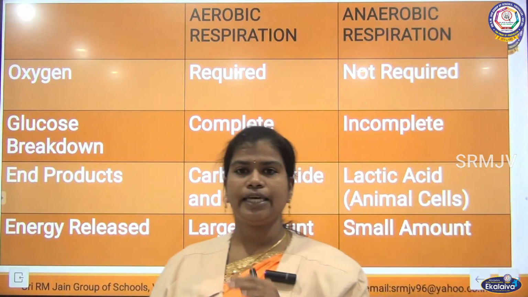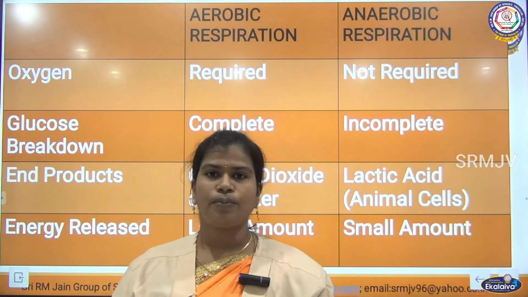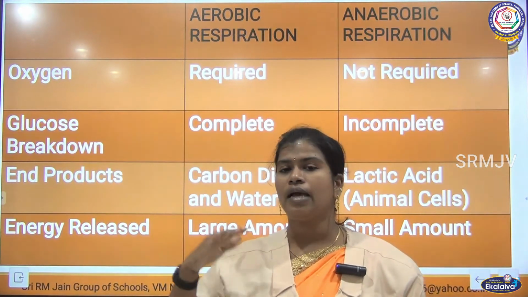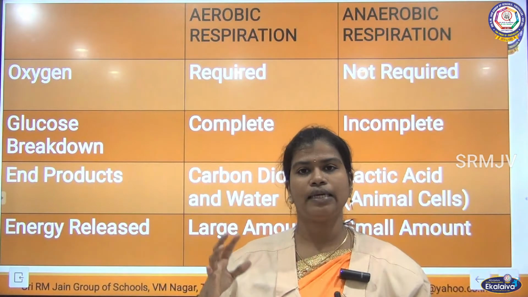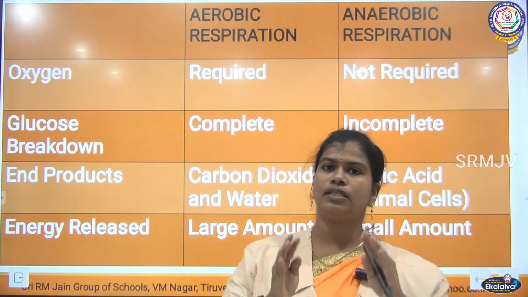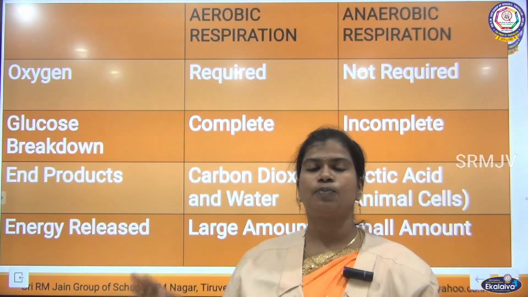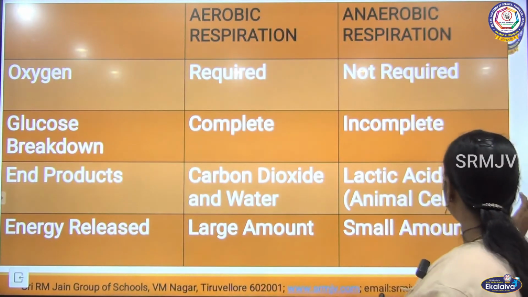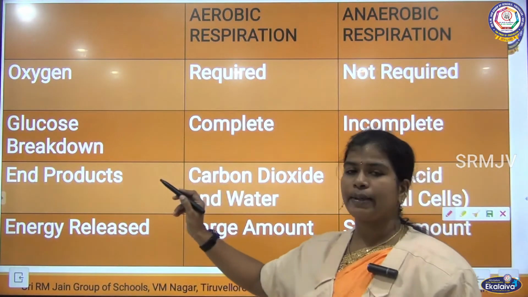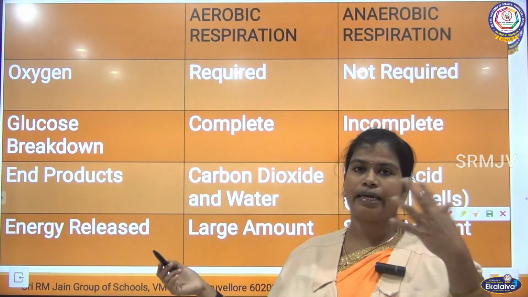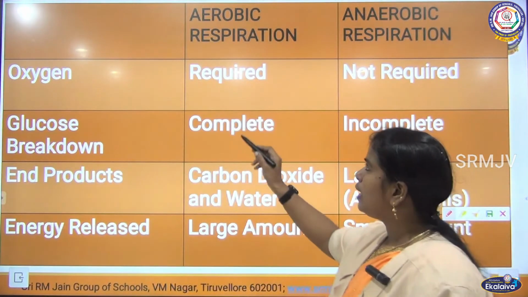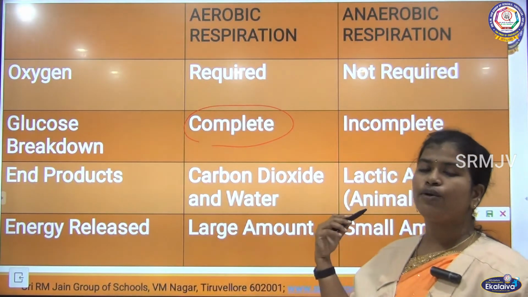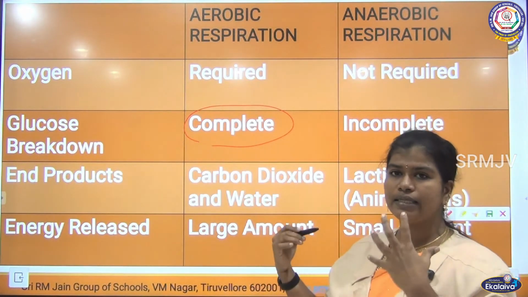So now we will differentiate aerobic respiration and anaerobic respiration. Aerobic respiration, the term itself tells that it needs oxygen. Anaerobic respiration does not require oxygen. Aerobic takes place in the presence of oxygen, anaerobic takes place in the absence of oxygen. How has the glucose been broken down in aerobic and anaerobic? In aerobic, glucose will be completely broken down, but in anaerobic it will not get completed, it is an incomplete work.